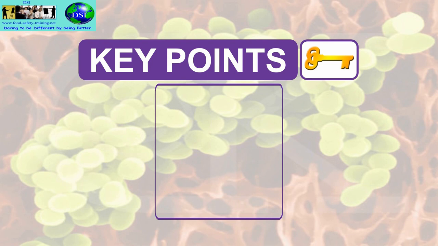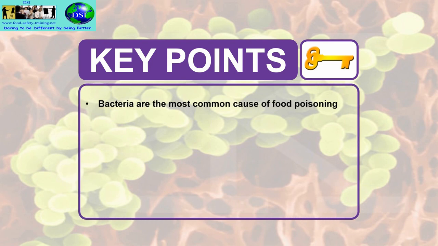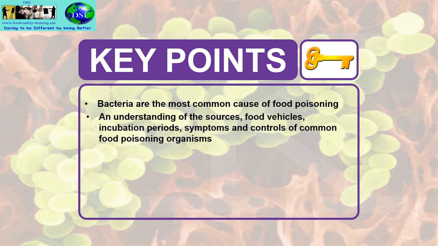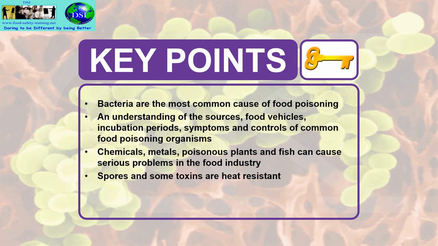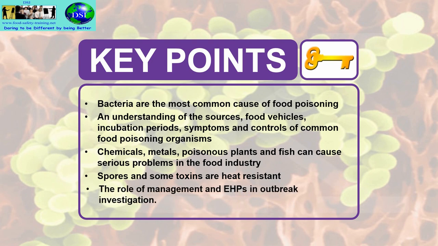So the key points for this lecture. Bacteria are the most common cause of food poisoning. We looked at the sources, the food vehicles, incubation period, symptoms and controls of common food poisoning organisms. We looked at chemicals, metals, poisonous plants and fish and saw how they can cause serious problems in the food industry. We looked at spores and toxins and found that some are heat resistant. And we looked at the role of management and EHPs in outbreak investigation. Again, just to reiterate, look at your notes for more information on outbreak investigation.